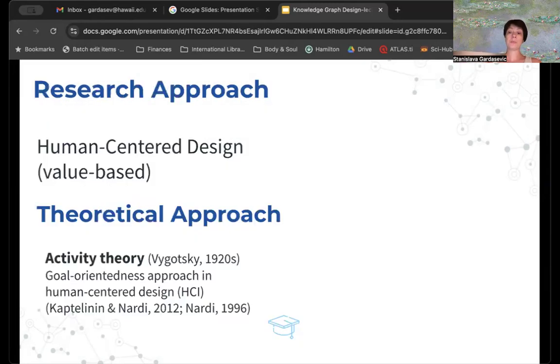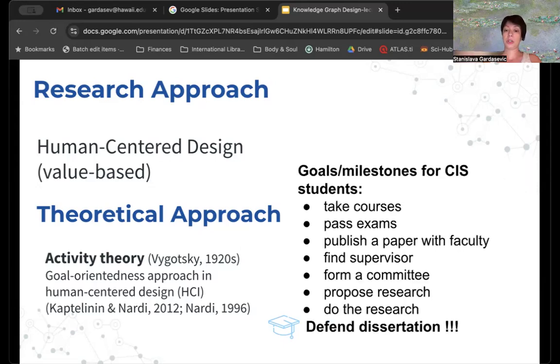So those resources can be human resources or other online resources, such as information on courses and exams, projects, conferences, labs, and so on. The research approach is of human-centered design, where I included the value-based design. So the values of that particular group were implemented in designing the system. And the theoretical approach was the activity theory, which, when applied in the design, is kind of like a goal-oriented approach.